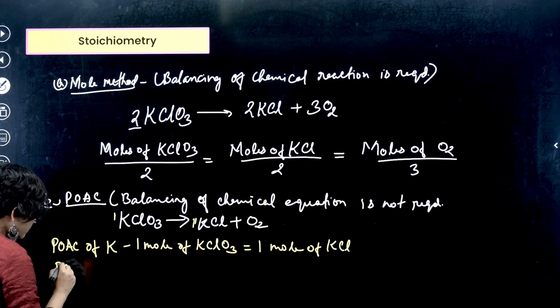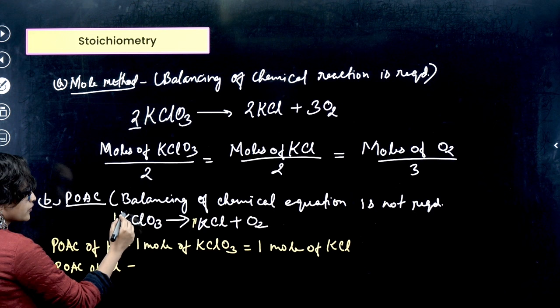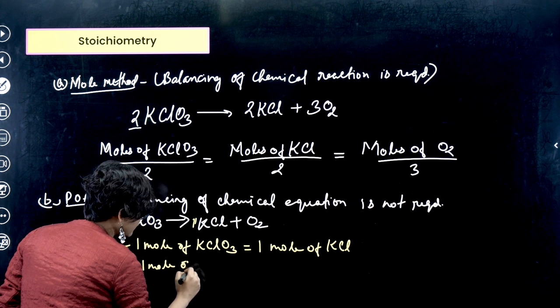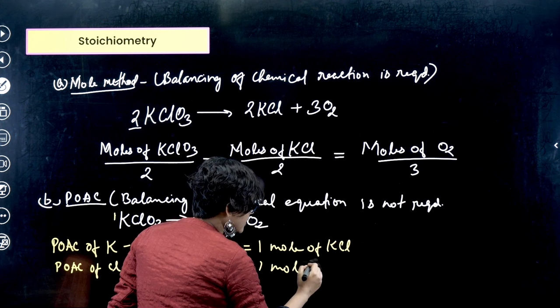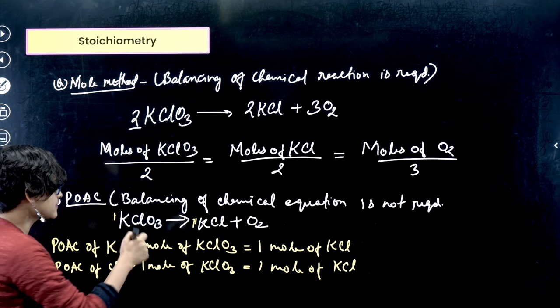Now, let's do POAC of Cl. See, here also, what is the coefficient? There is no superscript, no subscript, nothing. So, 1 mole of KClO3 is equal to Cl in KClO3, Cl in KCl, right? That means that it will be 1 mole of KCl. Correct, everybody? Cl is present in KClO3, Cl is present in KCl, correct?